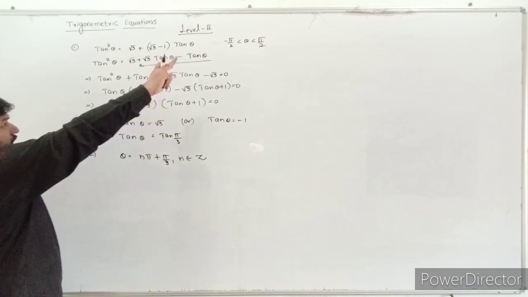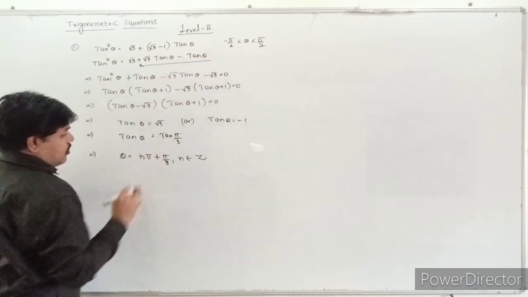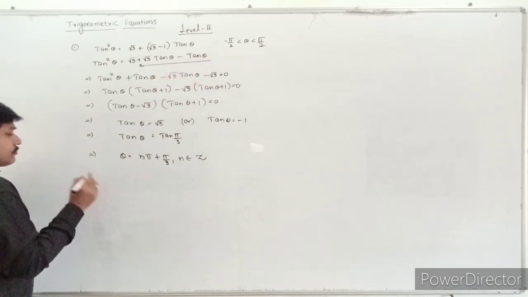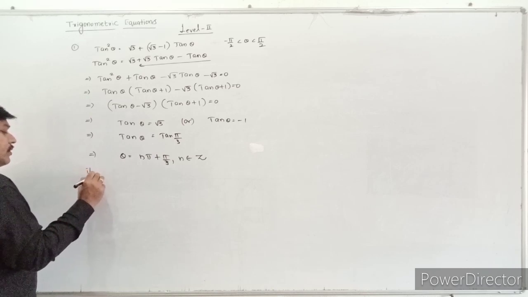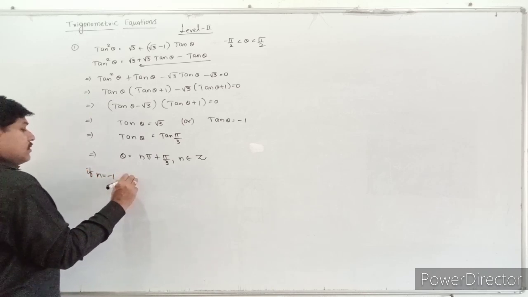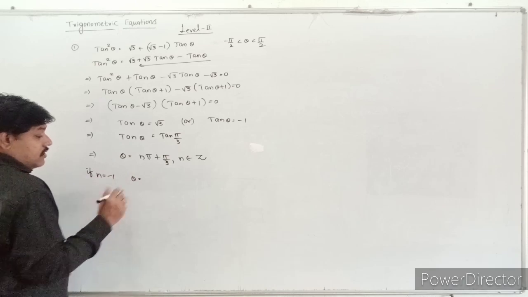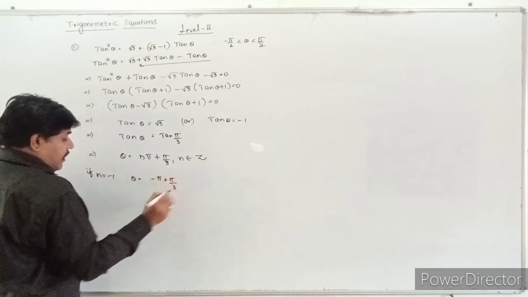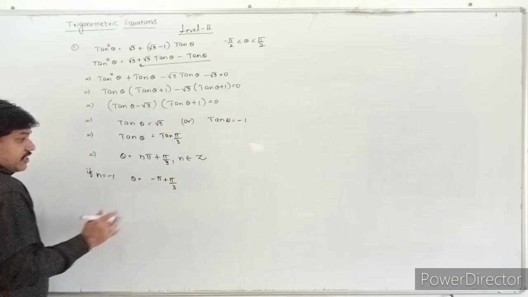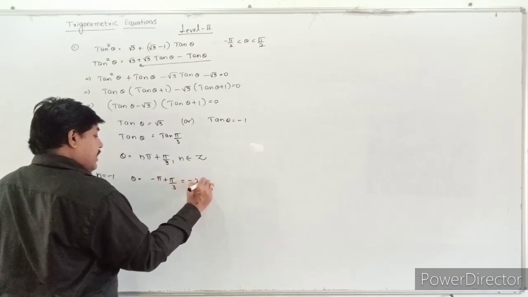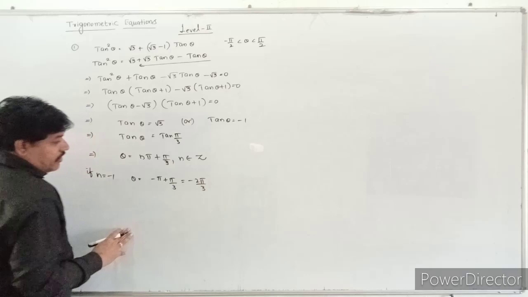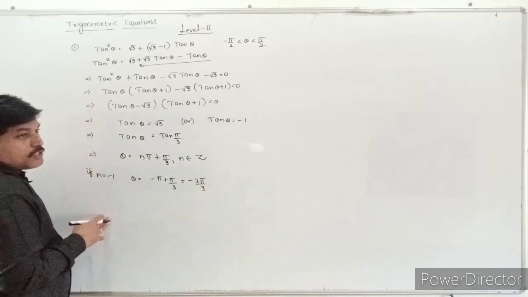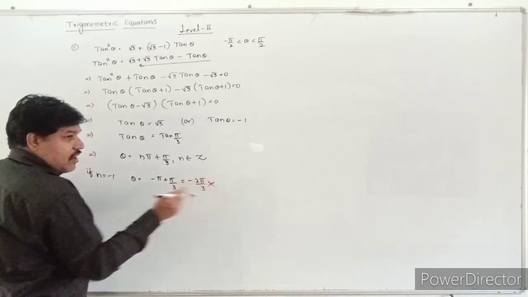So what is the interval they are asking? −π/2 to π/2. So we can take the negatives also. If n = −1, θ = −π + π/3, that is equal to −2π/3. But they have given that −π/2 only, so −2π/3 is not there.